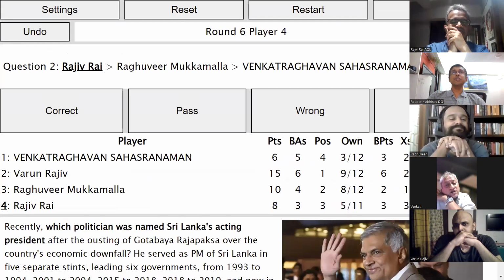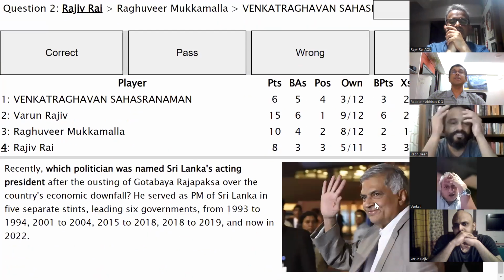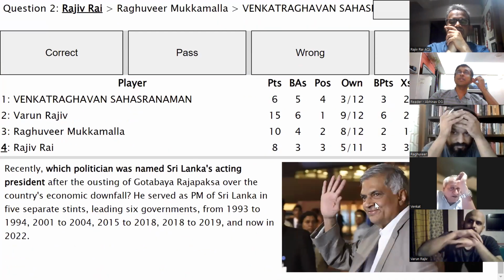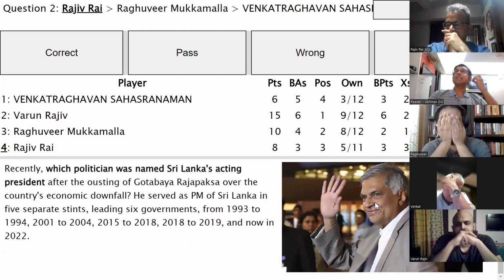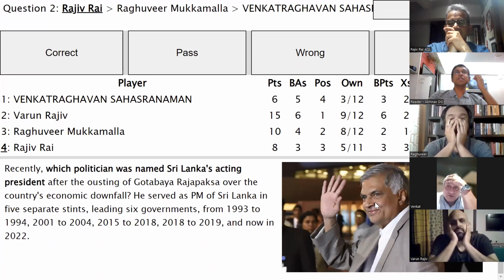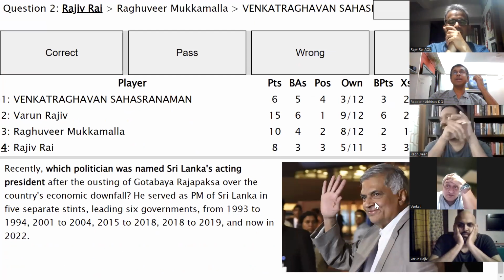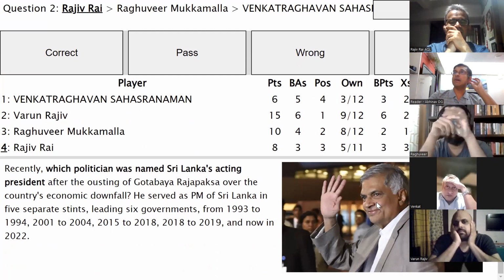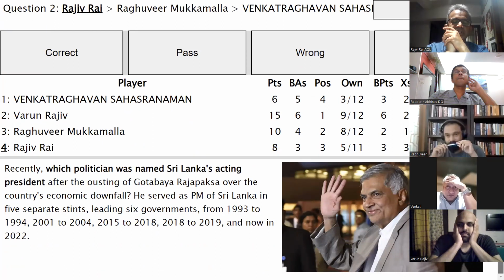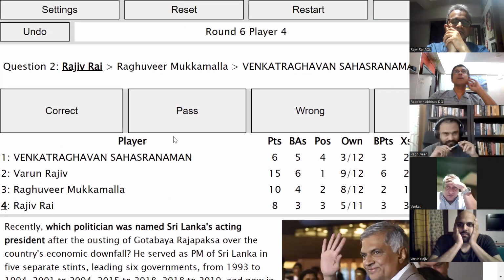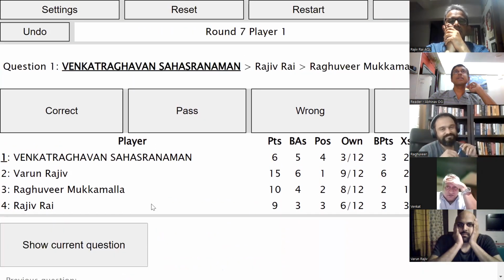Rajiv, your next question. Recently, which politician was named Sri Lanka's acting president after the ousting of Gotabaya Rajapaksa over the country's economic downfall? He served as PM of Sri Lanka in 5 separate stints, leading 6 governments from 93 to 94, 2001 to 4, 15 to 18, 18 to 19, and now. Ranil Wickramasinghe is correct.